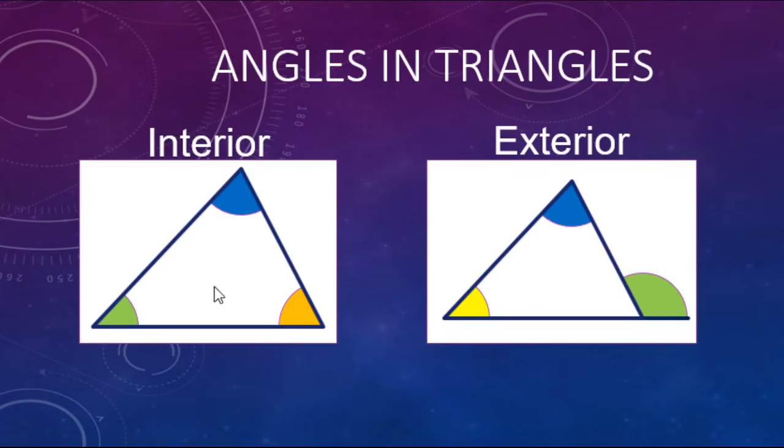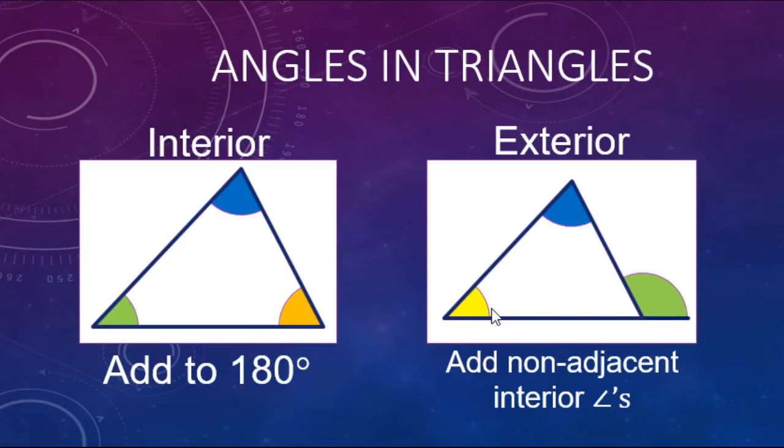So quick sum up here, our interior angles, if we add those up, they equal 180 degrees, adding the measures. And then for an exterior angle, you're going to add the two non-adjacent interior angles to find the measure of that exterior angle. All right, so I hope this helps.